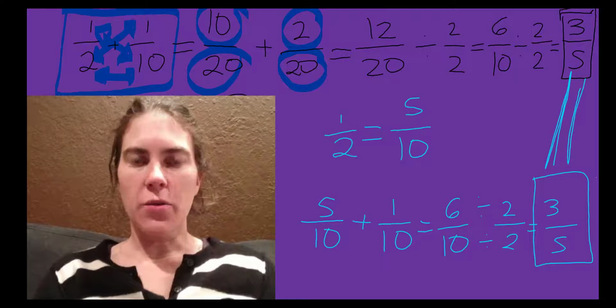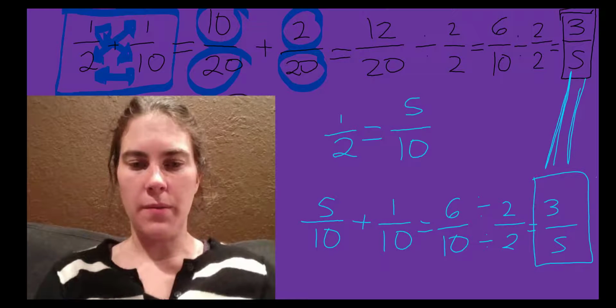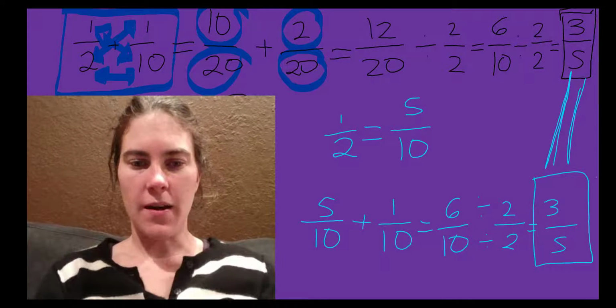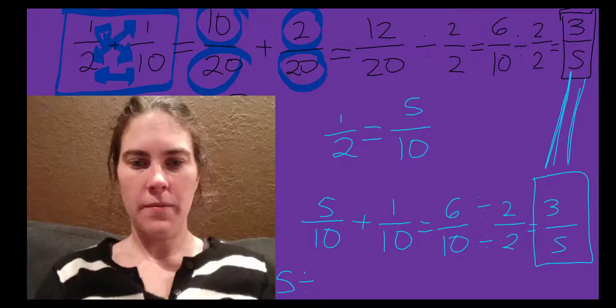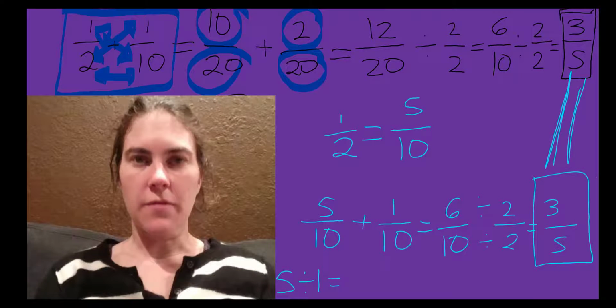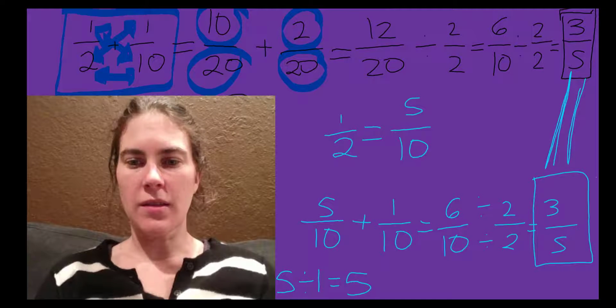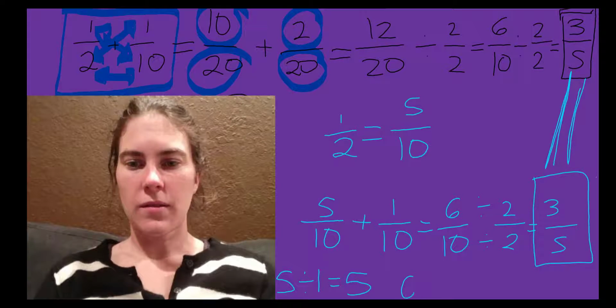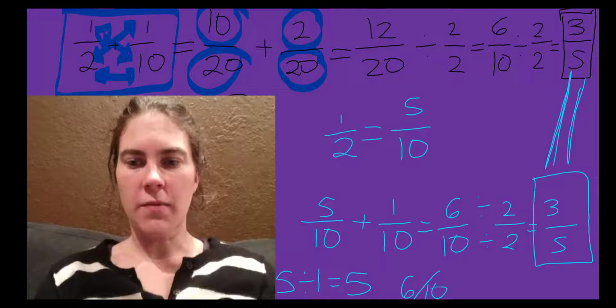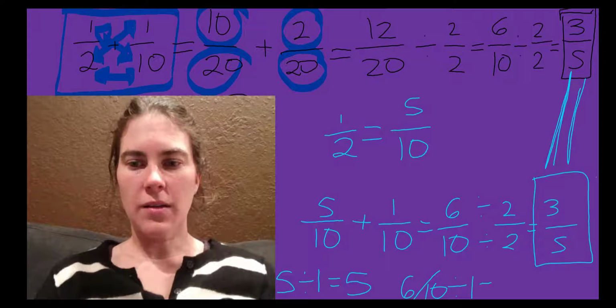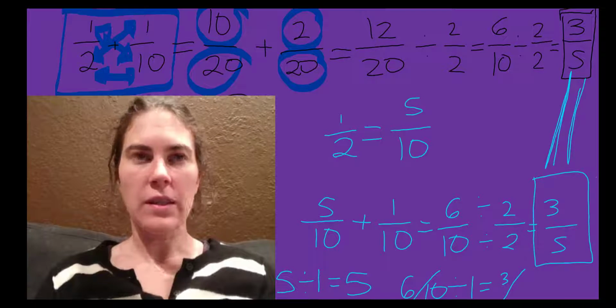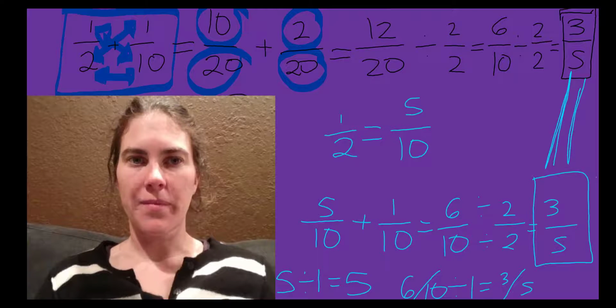I want to say a quick thing about why I'm dividing by one whole. 5 divided by one whole equals itself. So whenever I take a number, in this case 6/10, and if I divide by one whole, I end up with another name for the same number. That's why I do it.